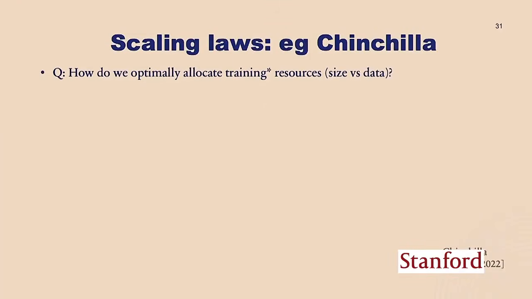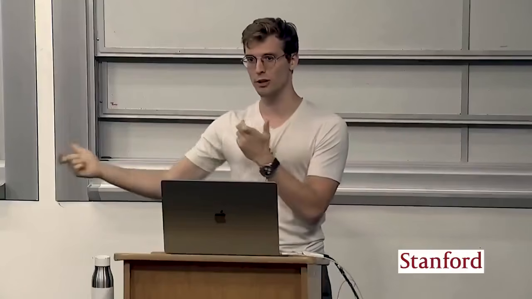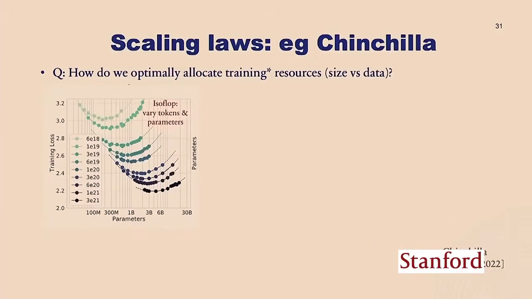Another really cool thing you can do with scaling laws is that you can ask yourself how to optimally allocate training resources. Should I train larger models? Because we saw that it's better when you train larger models, but we saw that it's also better when you use more data. So which one should I do? Should I just train a smaller model on more data, or should I train a larger model on less data? Chinchilla is a very famous paper that first showed this.